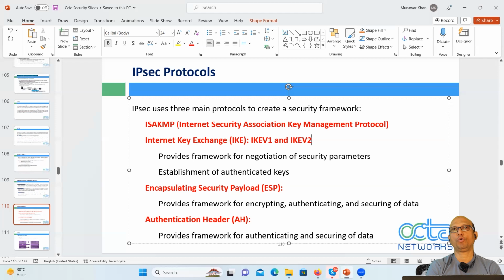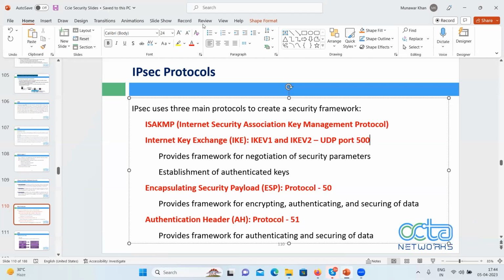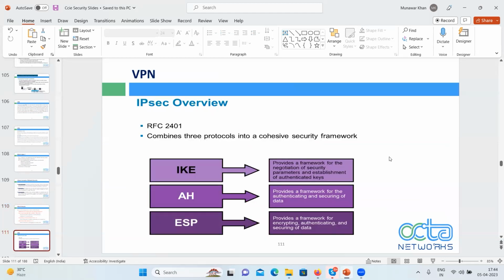ESP carries the protocol number 50. AH carries the protocol number 51. They are considered as protocols. The protocol numbers are 50 and 51. And ISAKMP is UDP port number 500. IKE provides a framework for the negotiation of security parameters and establishment of authenticated keys.